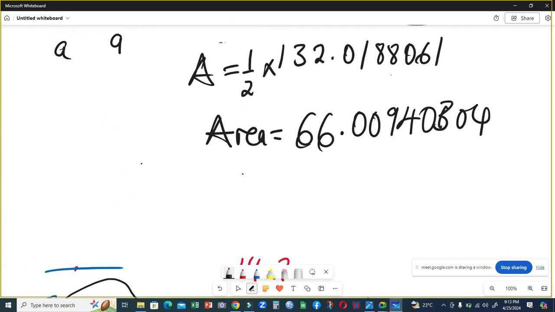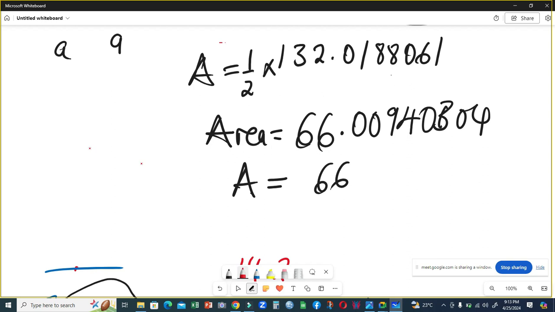So meaning that when you round off to three significant figures, we are going to have 66.0, which is the same as just 66. So this one can only go up to two significant figures. So I can even erase this 0, and then remember the units.